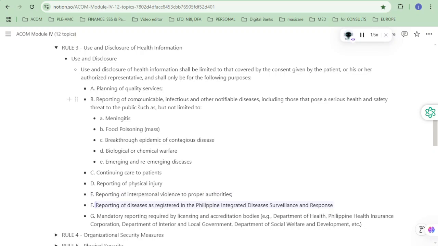F. Reporting of diseases as registered in the Philippine Integrated Diseases Surveillance and Response. G. Mandatory reporting required by licensing and accreditation bodies, example Department of Health, Philippine Health Insurance Corporation, Department of Interior and Local Government, Department of Social Welfare and Development, etc.